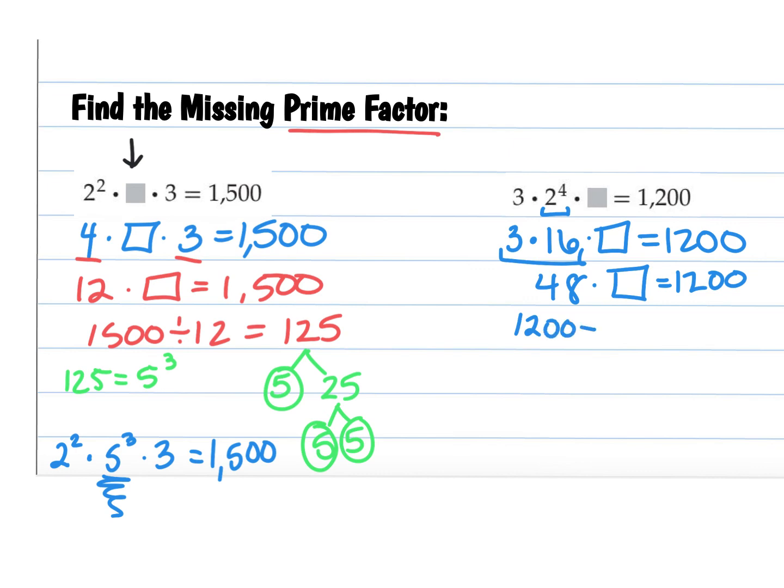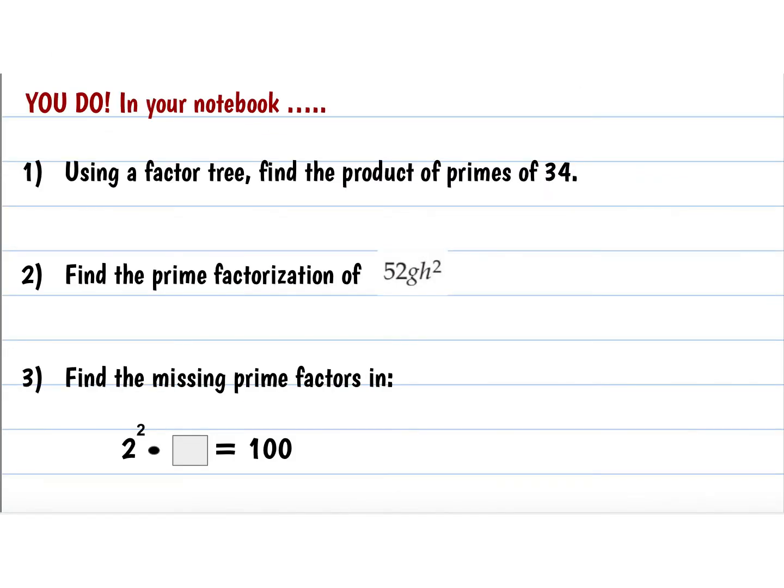So I know 1,200 divided by 48 is 25. So that should be my missing part, but I need that in primes, and that are 2 5s. So my missing value is 5 squared. And again, checking that and working forward to help you know. Here are some if you'd like to try in your notebook to bring them to class to know if you are ready.